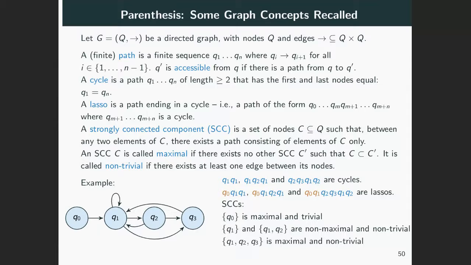Why is Q1, Q2, Q3 a strongly connected component, by the way? Simply because any two of its nodes are connected by paths. And the same applies to all our examples of strongly connected components. You can easily check that they are so. Note that any directed graph can be partitioned into disjoint maximal strongly connected components, trivial or not. Here we have two of these, a trivial one, Q0, and a non-trivial one, Q1, Q2, Q3.